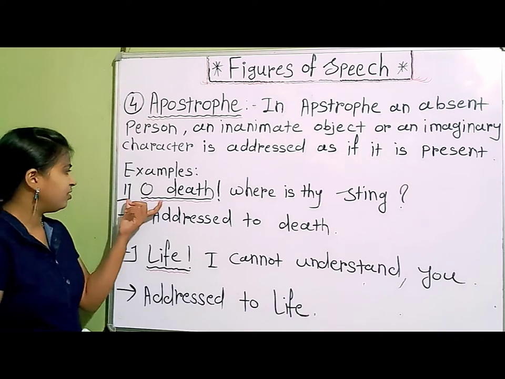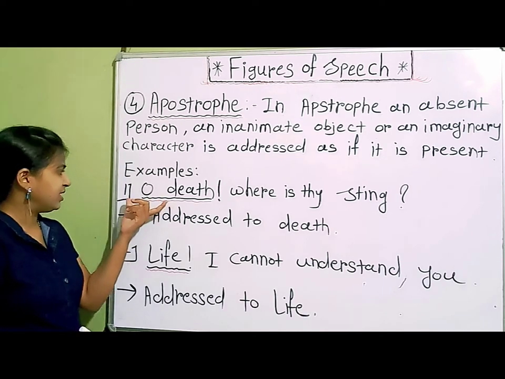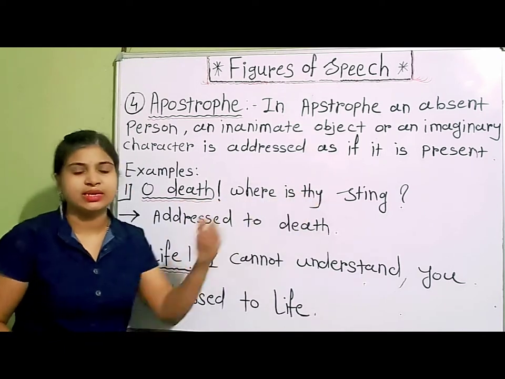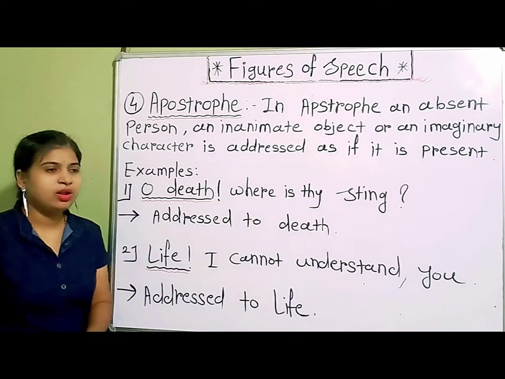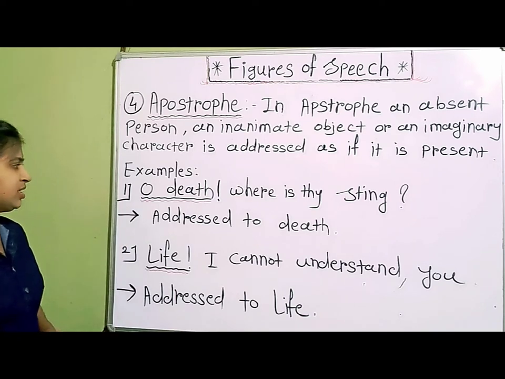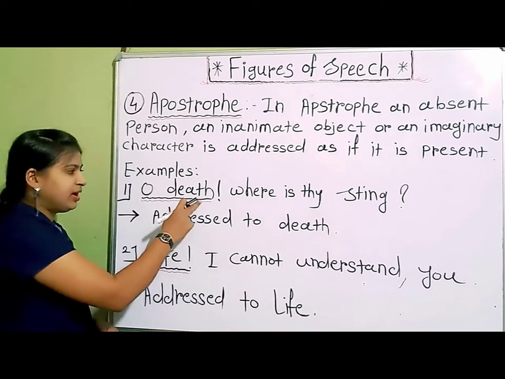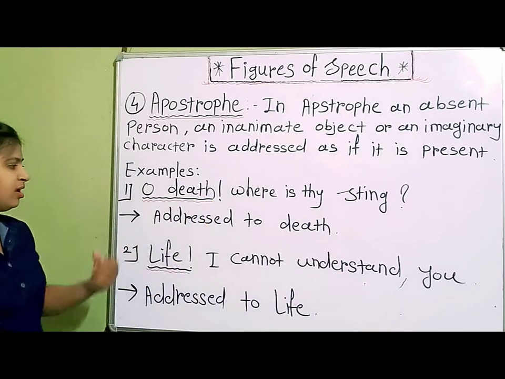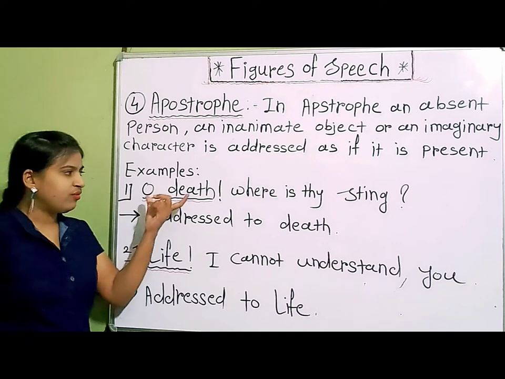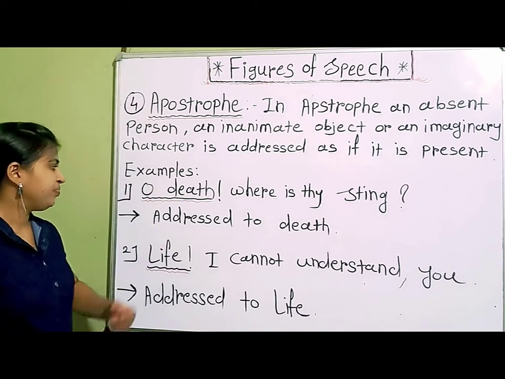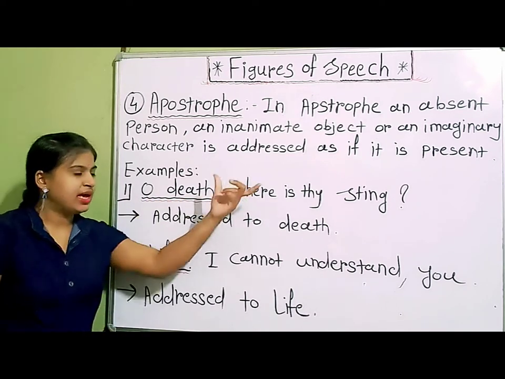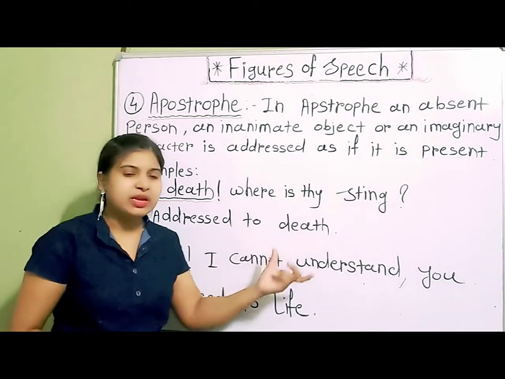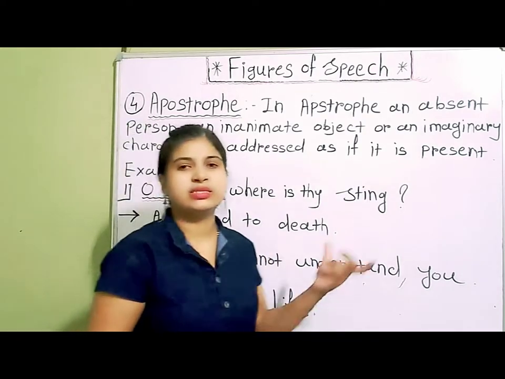First of all, we will see the first example, and that is, O death, where is thy sting? In the given example, you should notice one thing, students, and that is, after death there is an exclamation mark. It means here we are talking with that death. O death, where is thy sting? It means here death is addressed as if it is present and capable of understanding us.